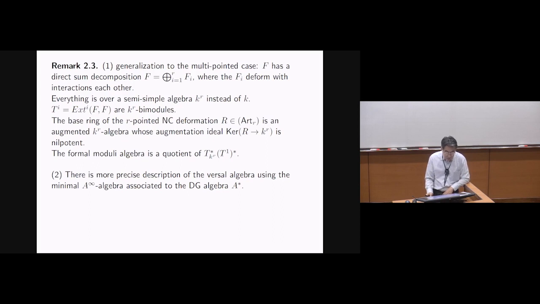So if F has a direct sum decomposition into r components, then F has additional structure: F has a structure over K^r. K^r is a direct product ring of K. It is a semi-simple ring, and F has an action of K^r. So each component of K acts on each component of F. Yeah. And in this case, one can deform F.